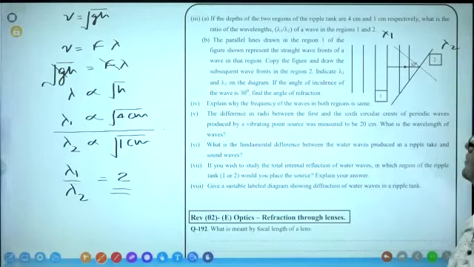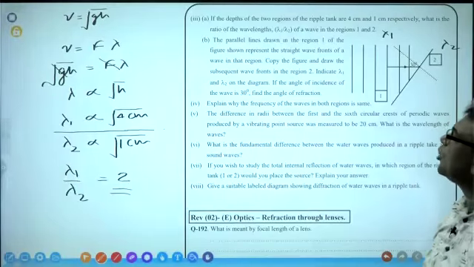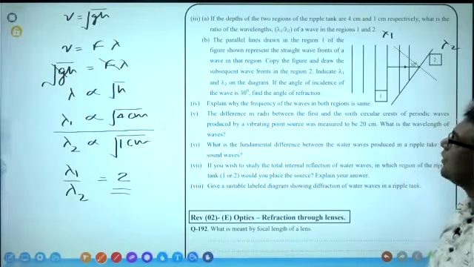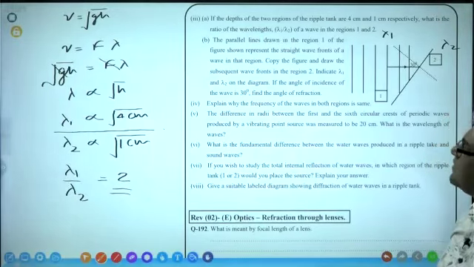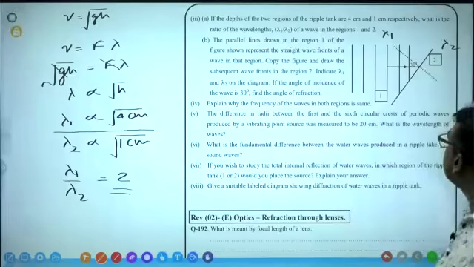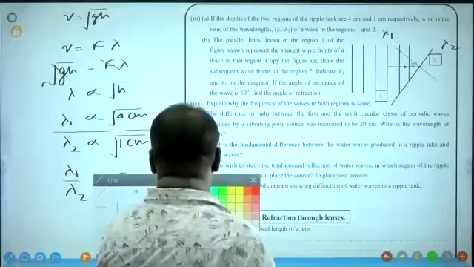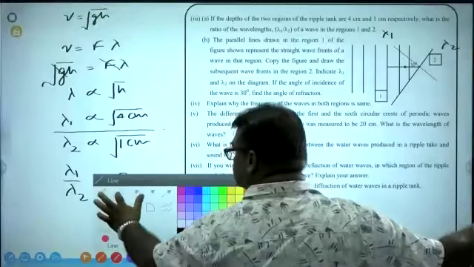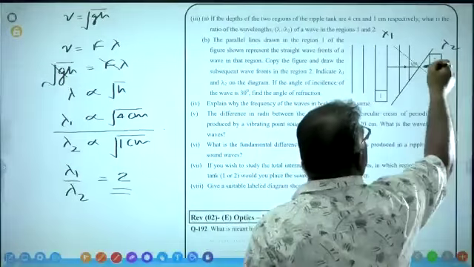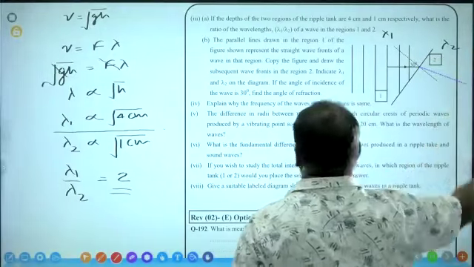The parallel lines drawn in region 1 represent the straight wave fronts in that region. Copy the figure and draw the subsequent wave fronts in region 2, indicate lambda 1 and lambda 2 on your diagram. If the angle of incidence is 30, find the angle of refraction. Okay, let's see. Motion of the wave fronts. Here, this is deep, shallow region, right? Then it bends towards the normal.